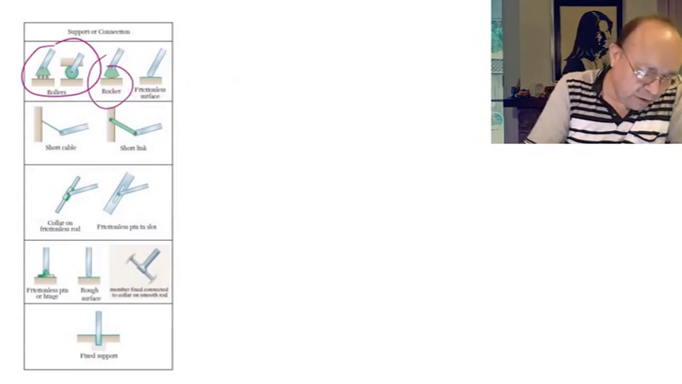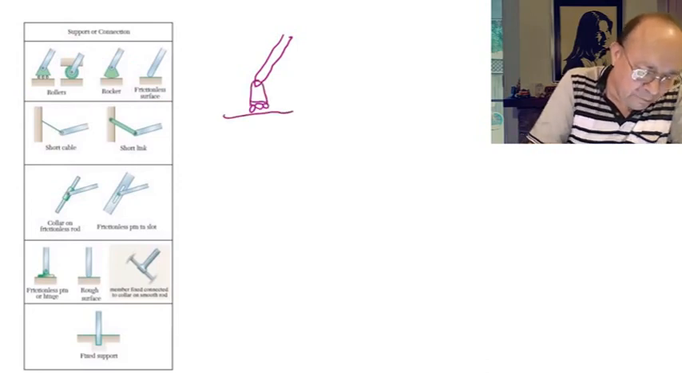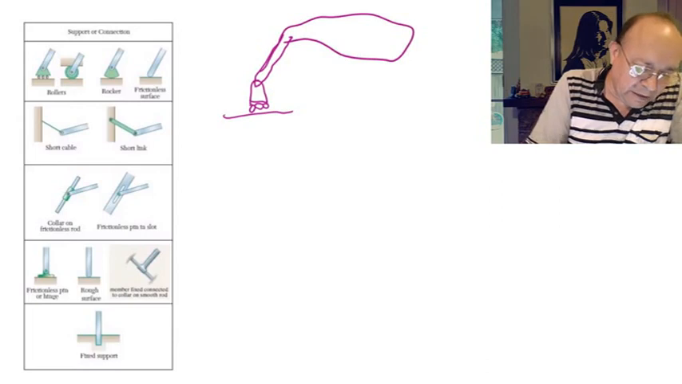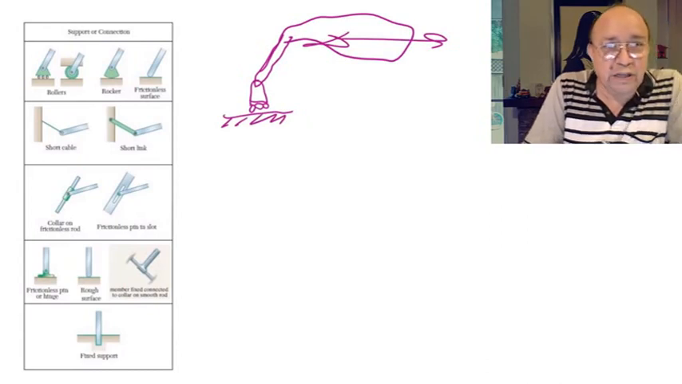If you get one of these supports, then let's say this is the element and the support was here, you can imagine that if this is connected to a rigid body here, and then if this body tries to move horizontally, this support cannot oppose that kind of motion.